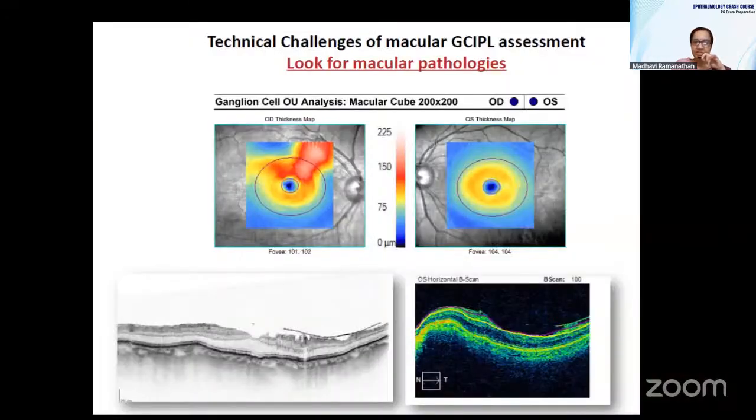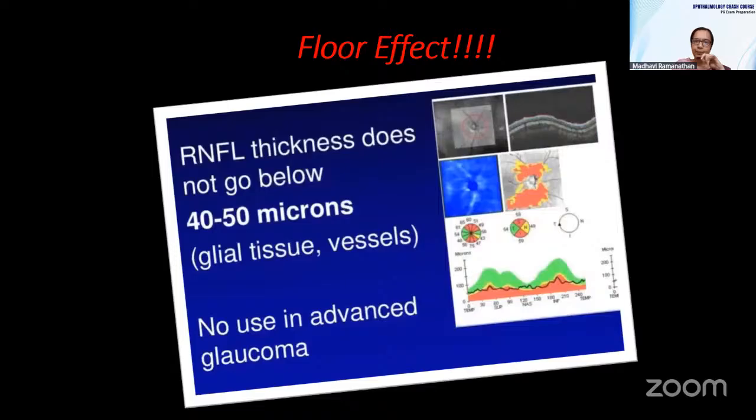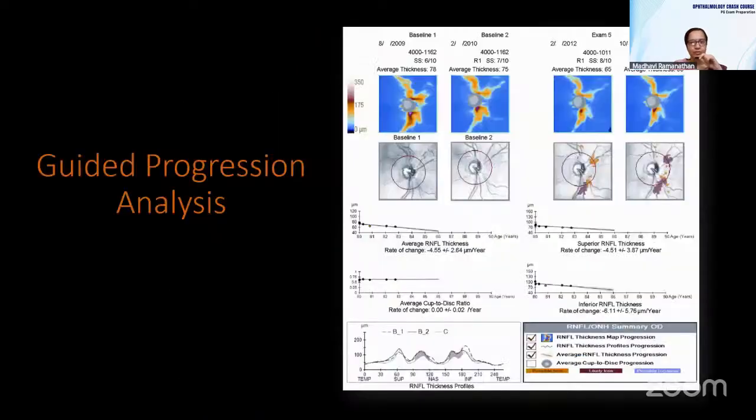Next, in macula GCL IPL, remember that you have to look for any macular pathologies that are going to affect the report. Last but not the least, the floor effect. RNFL thickness does not go below 40 to 50 microns because of the presence of glial tissue and vessels. This is called the floor effect. After this, especially in advanced glaucoma, there is no use of doing optical coherence tomography.